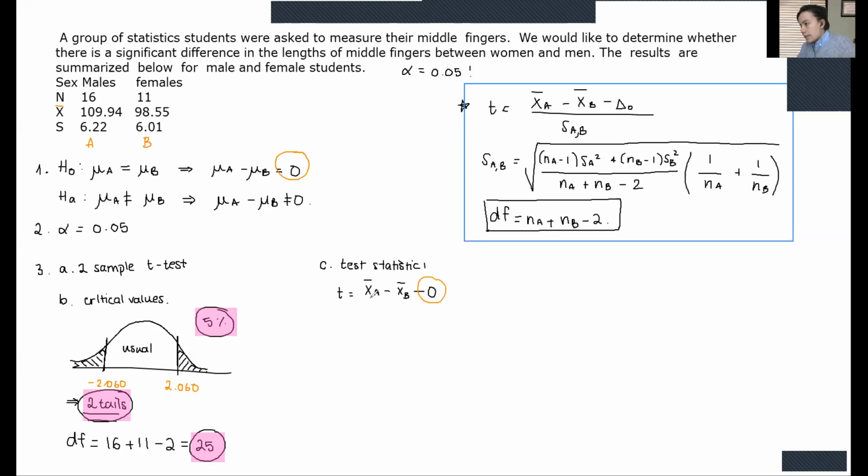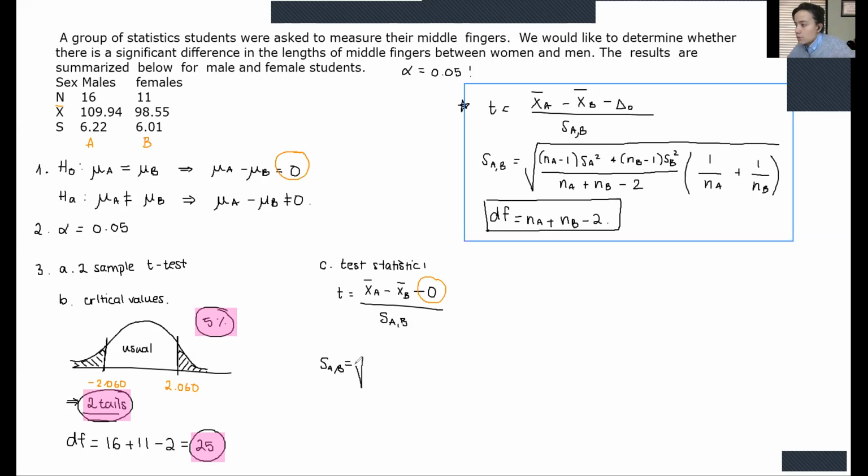And then you can divide this by SAB, which is honestly the hardest part of the problem, is finding this or being able to plug this into your calculator. If you do that correctly, then you're good to go. So here we go. We have that SAB. This is an estimator of the shared standard deviation between the samples. So it has to be a combination of the standard deviations for each one of the samples.